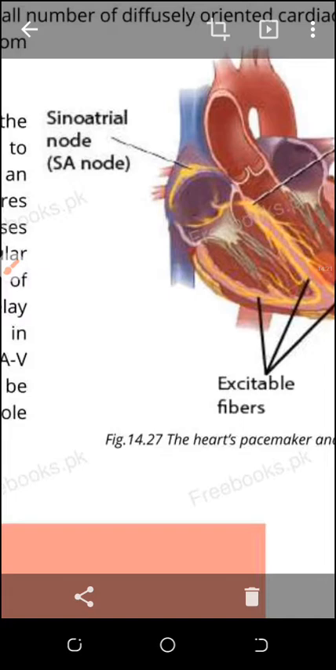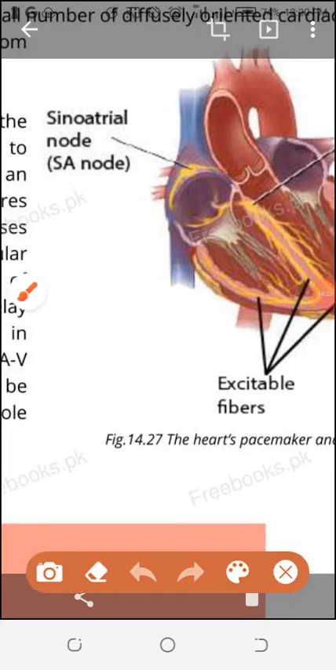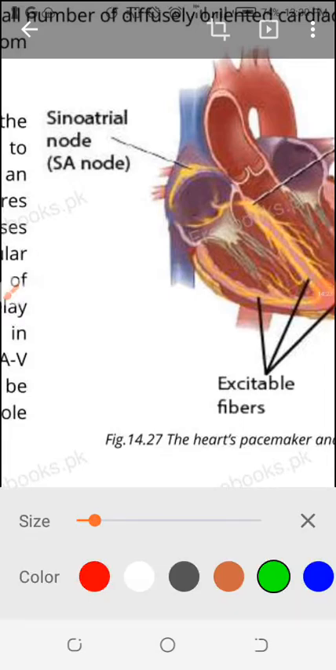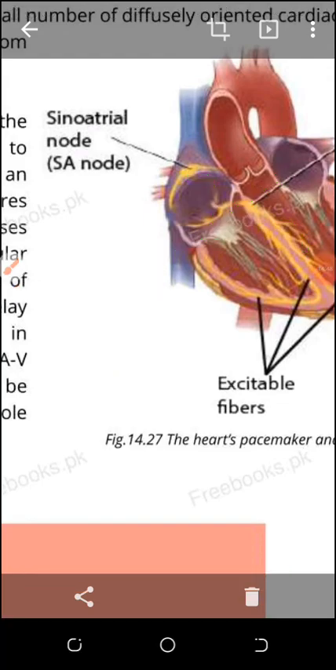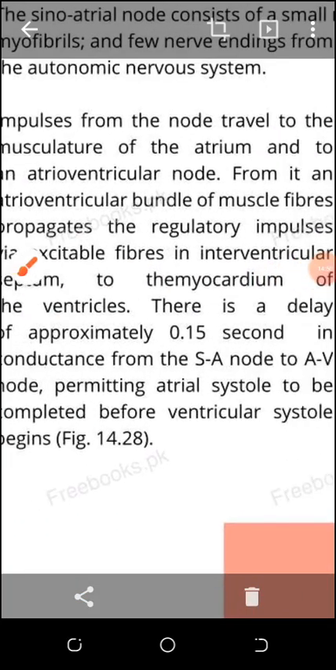I will modify the figure, sorry, because I have to modify the figure. I have to show that first of all the sinoatrial node will give the message to the atria, and the message then goes to the atrioventricular node. The atrioventricular node will give the message to the ventricles, and the difference of conveying the message will be 0.15 seconds. Why is this difference there?